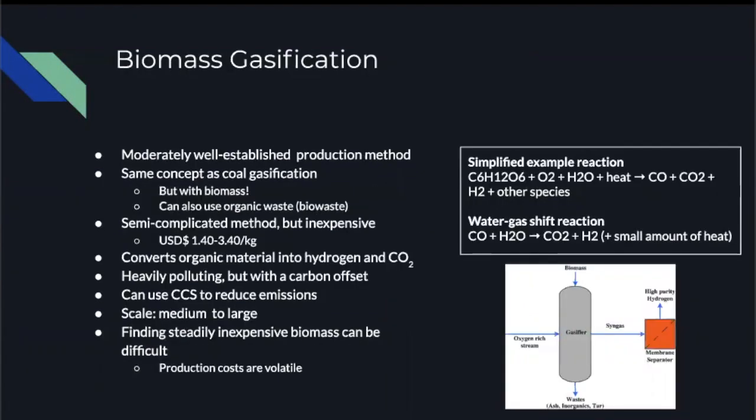Biomass is a renewable organic resource, which includes agriculture crop residues such as corn stover or wheat straw, forest residues, special crops grown specifically for energy use such as switchgrass or willow trees, organic municipal solid waste, and animal waste. This renewable resource can be used to produce hydrogen along with other byproducts through gasification. This is a moderately well-established production method and works similarly to coal gasification, except it uses an organic feedstock.